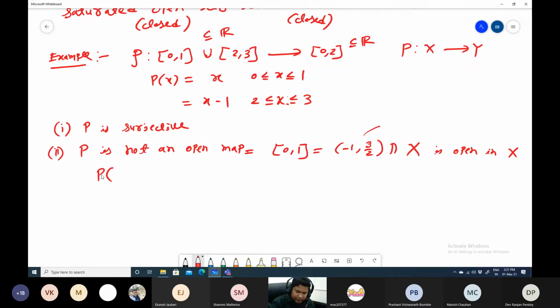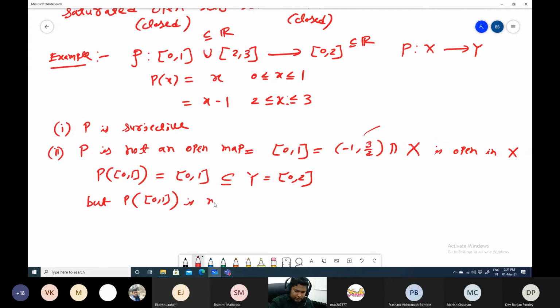Now what is P of this open set? It is 0, 1. Now this is again 0, 1 in where? In Y. What is Y? 0, 2. But this is not open in 0, 2. But P of 0, 1 is not open in 0, 2. So therefore this is not an open map. Is that clear to everyone?